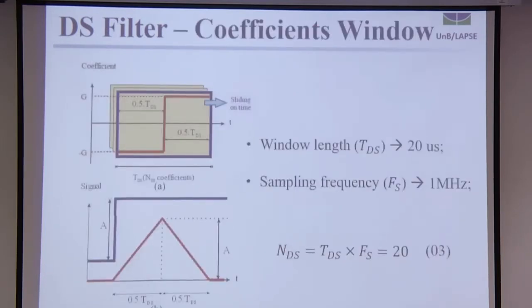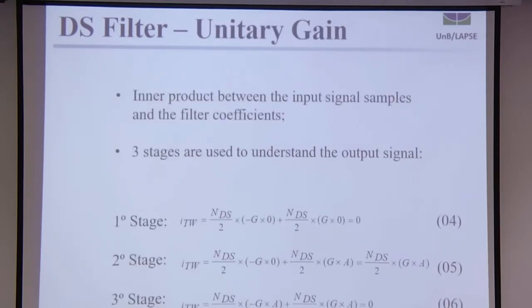This advantage can be seen in figure 3b, and figure 3a shows a coefficient window of the DS filter, where in this paper a window length of 20 microseconds was used, which means 20 coefficients using a sample frequency of 1 megahertz. The DS filter output is a result of an inner product between the input signal samples and the filter coefficients. The unitary gain is only possible if the G gain of the coefficient window is properly adjusted.